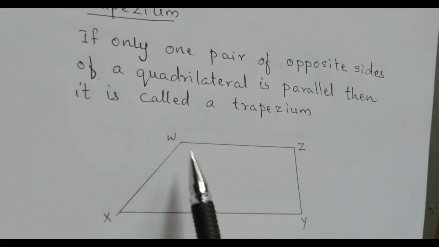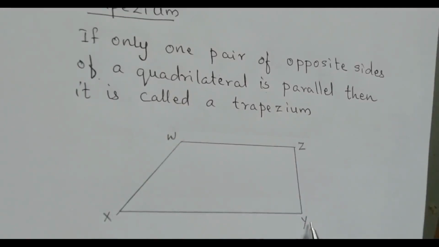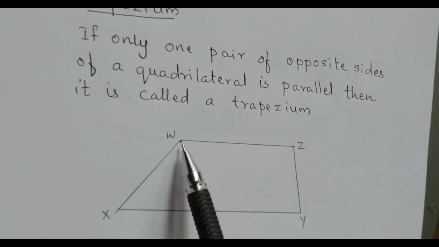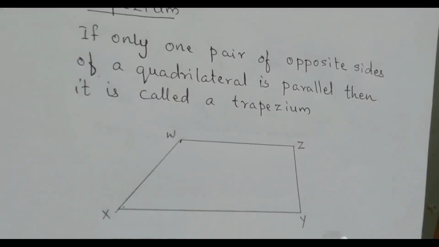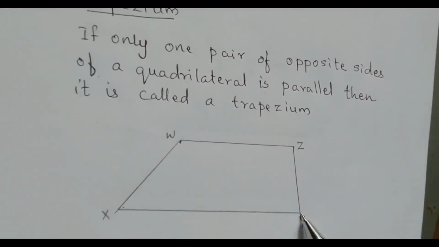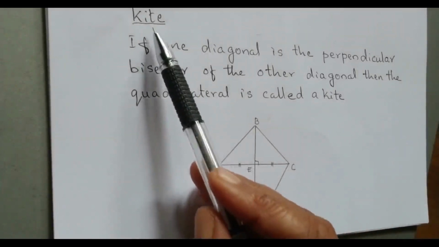Now in this case, since the sides WZ and XY are parallel, we can write measure angle W plus measure angle X is 180 because these are again interior angles formed by the transversal of parallel lines. Also we can write measure angle Z plus measure angle Y is 180. Now let's see the next quadrilateral, kite.